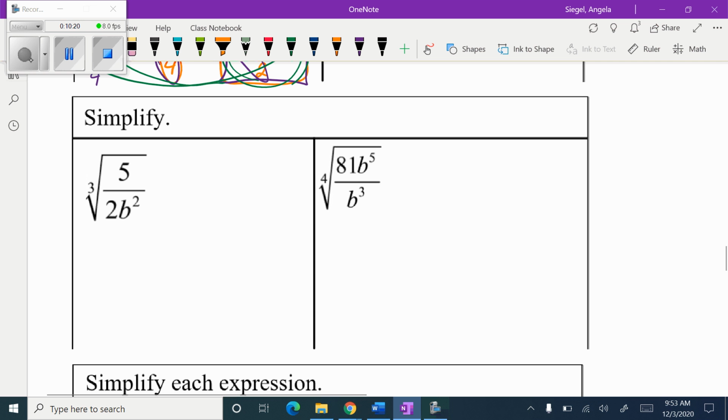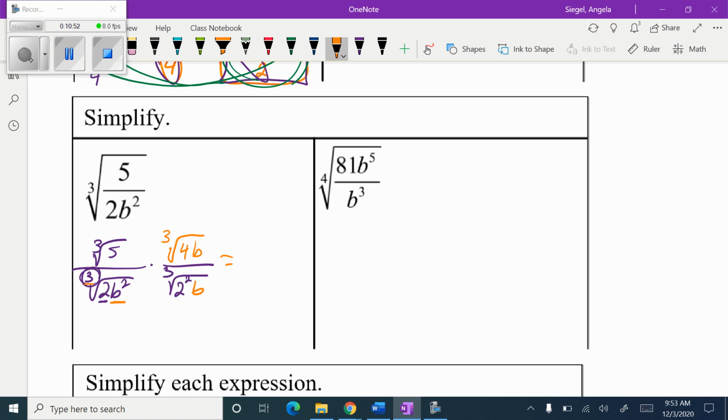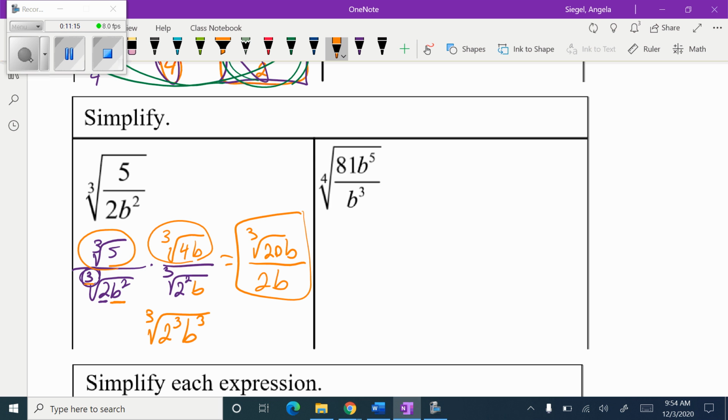Okay, now we're going to incorporate some variables into this. The first thing I'm going to do is just split it up. Remember, your goal is groups of whatever this is, so it's going to be in groups of 3. I have one 2 here, so I need two 2s. I have two b's here, so I just need one more b. So I'm going to multiply both the top and bottom by the cubed root of 4b. Notice they're both underneath the cubed root. So I'm going to have the cubed root of 20b on top. And on the bottom, I have 2 to the third power, b to the third power, so that simplifies out to 2b. And that's my answer.